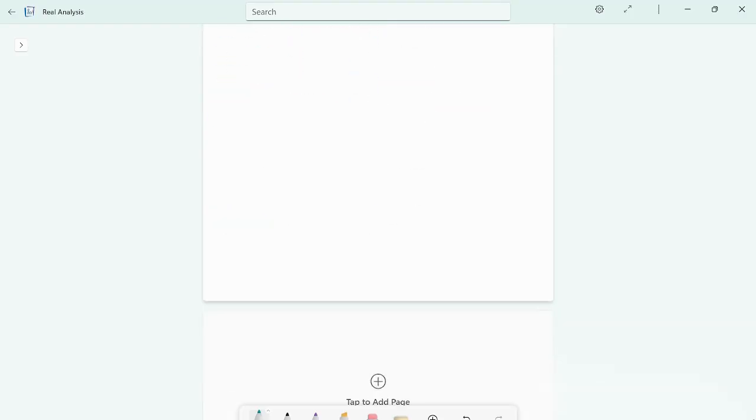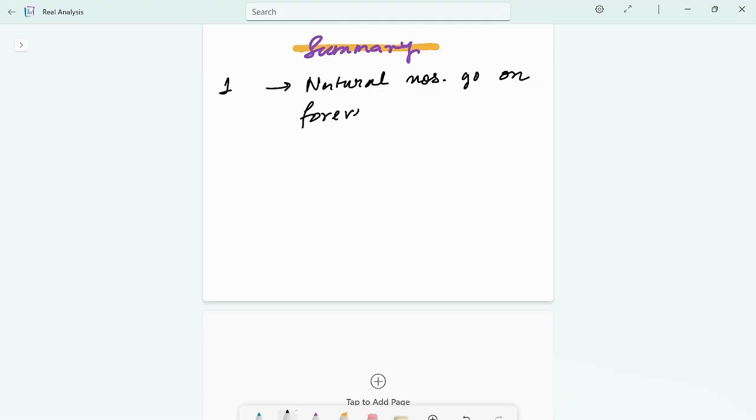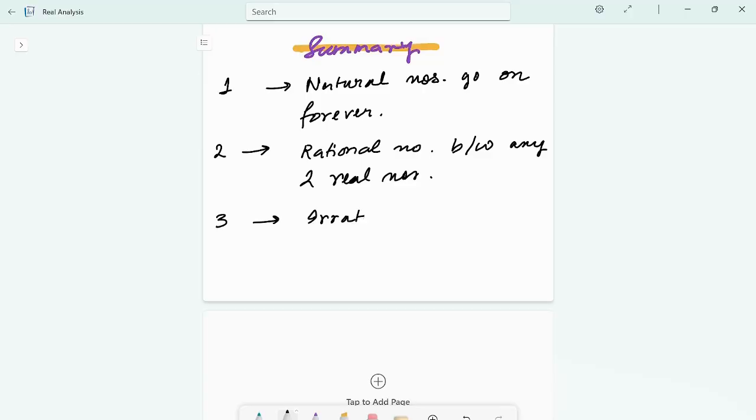Now, let's make a sweet little summary table. What did we learn from the first theorem? That natural numbers go on forever. From number 2, we learned there's a rational number between any two real numbers. And from number 3, we understood that there is an irrational number between any two real numbers.